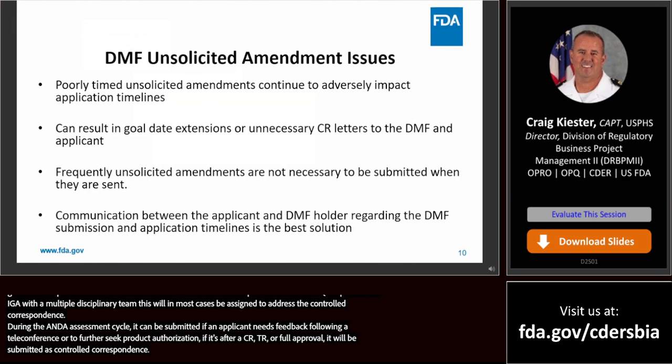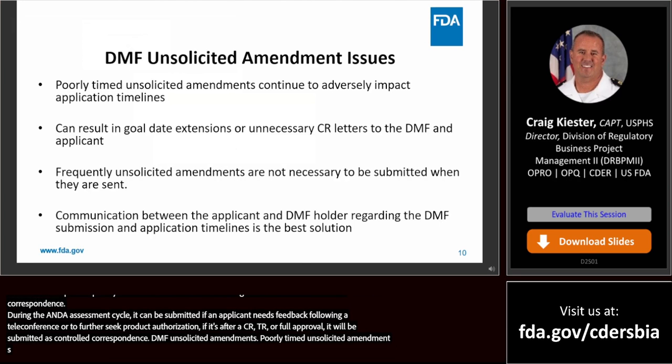DMF unsolicited amendment issues. Poorly timed unsolicited amendments continue to adversely impact the application timelines. This can result in goal date extensions, unnecessary CR letters to the DMF and/or the applicant. Frequently, unsolicited amendments are not necessary to be submitted at the time they are. And communication between the applicant and DMF holder regarding DMF submissions is the best solution.